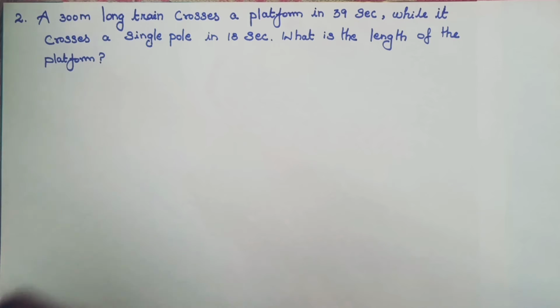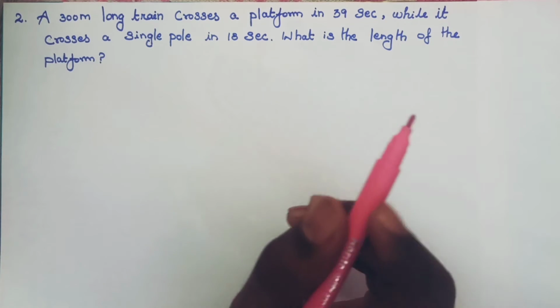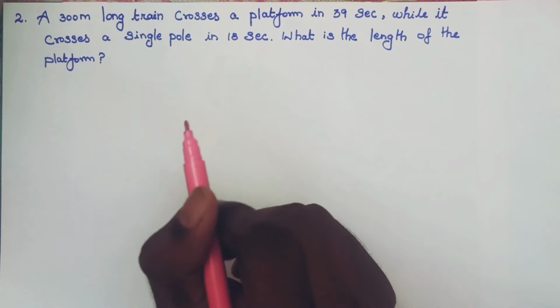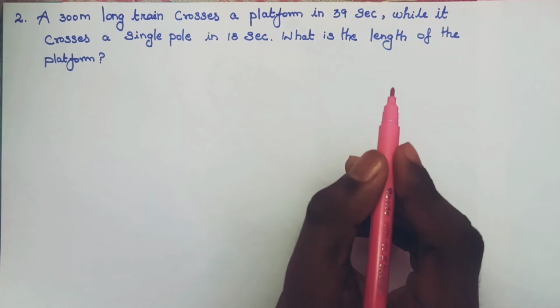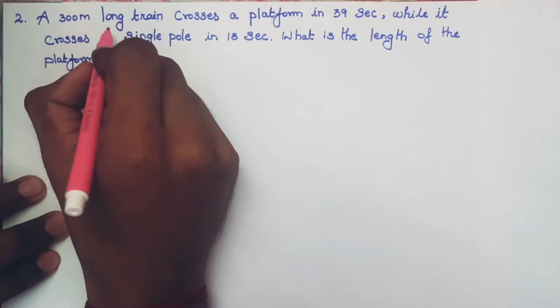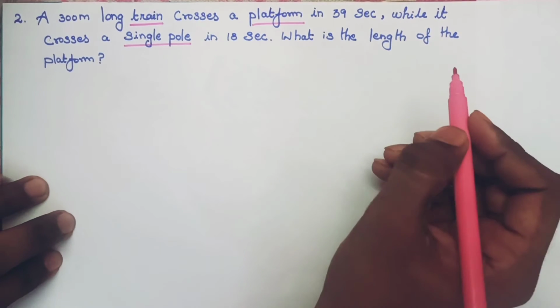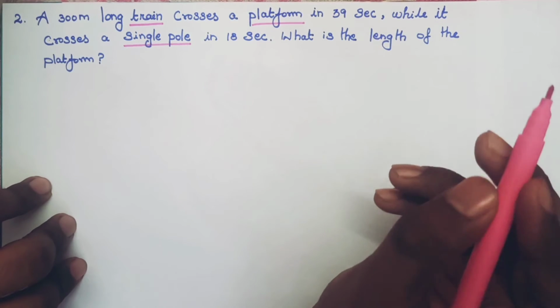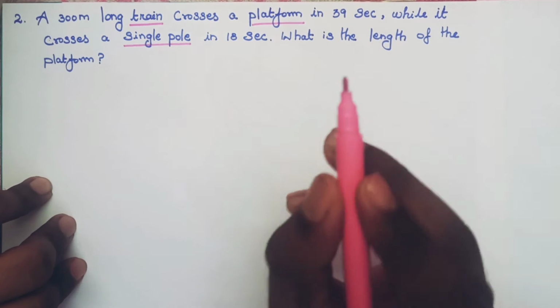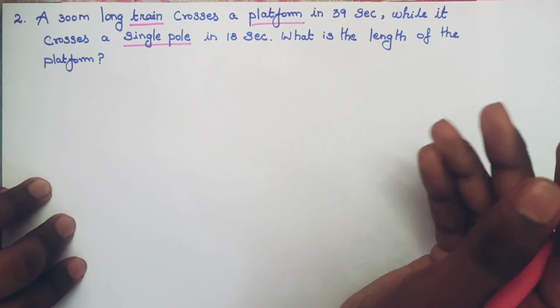Question number 2. A 300 meter long train crosses a platform in 39 seconds while it crosses a single pole in 18 seconds. What is the length of the platform? In the question, the keywords are train, platform, single pole. So they have mentioned both the line method and point method in the question. You have to split the question into 2. First, you have to take the point method in order to find out the missing value.